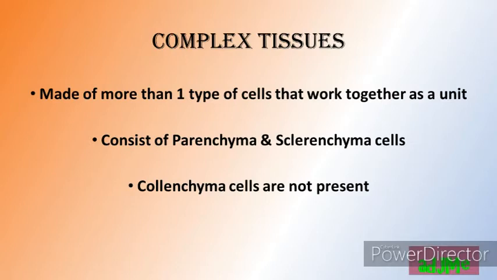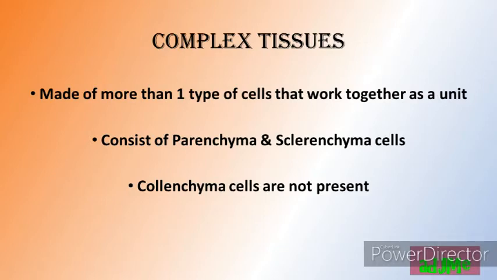Similarly, the next type is phloem. You have again four types of phloem. Even though you have four types, they work together to transport or translocate the food that is produced in the leaf. From the leaf, the food should be transported to all other parts of the plant. So that is the concept hidden behind this first point, that complex tissues are made of more than one type of cells which work together as a unit.